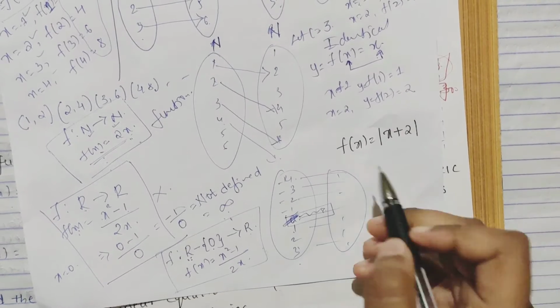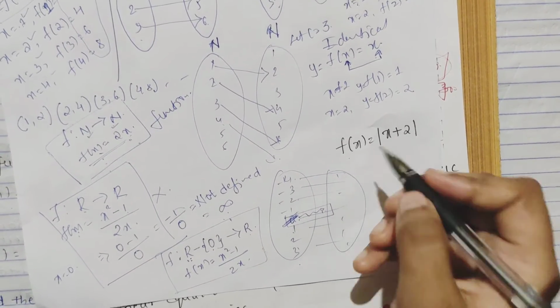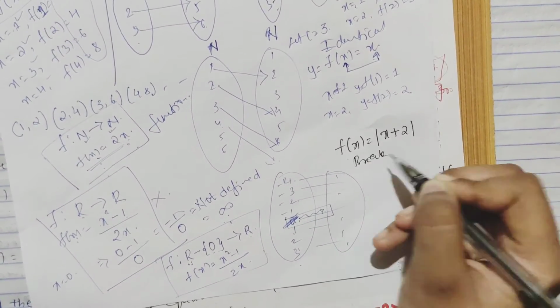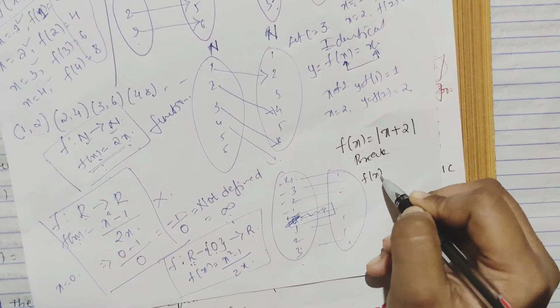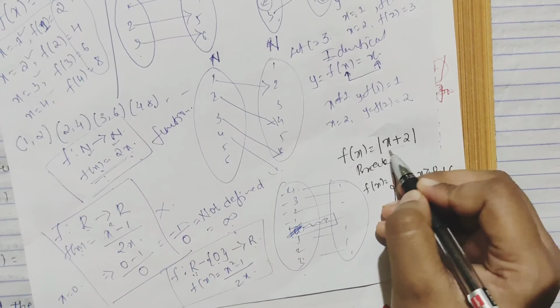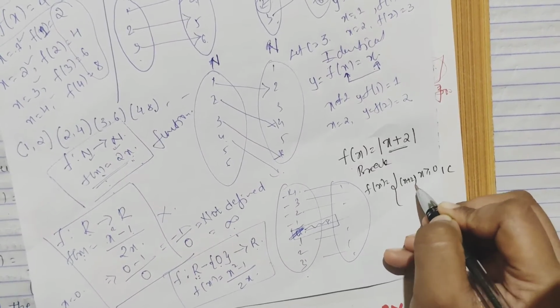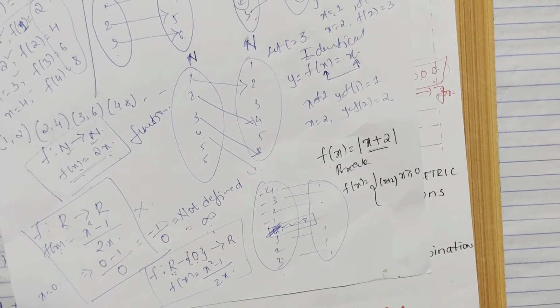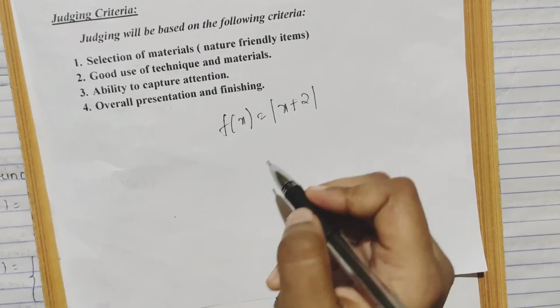Now see here, f of x equal to mod x plus 2. How to break this function? Now I have shown you how it was. f of x equal to, when x is greater than or equal to 0, means positive, your x will be positive, right? Here the function is x plus 2. Okay, it is x plus 2. Is it clear or no? Just a sec. Okay, so how do we break it?